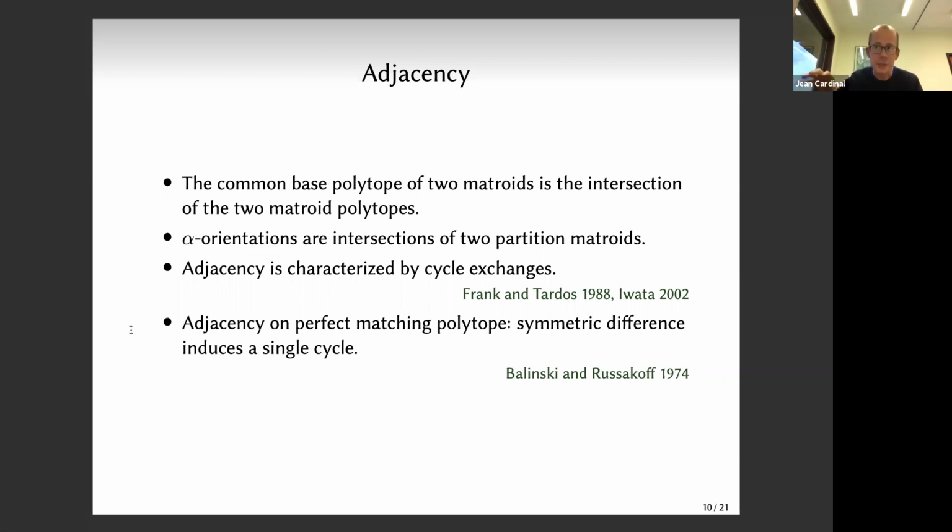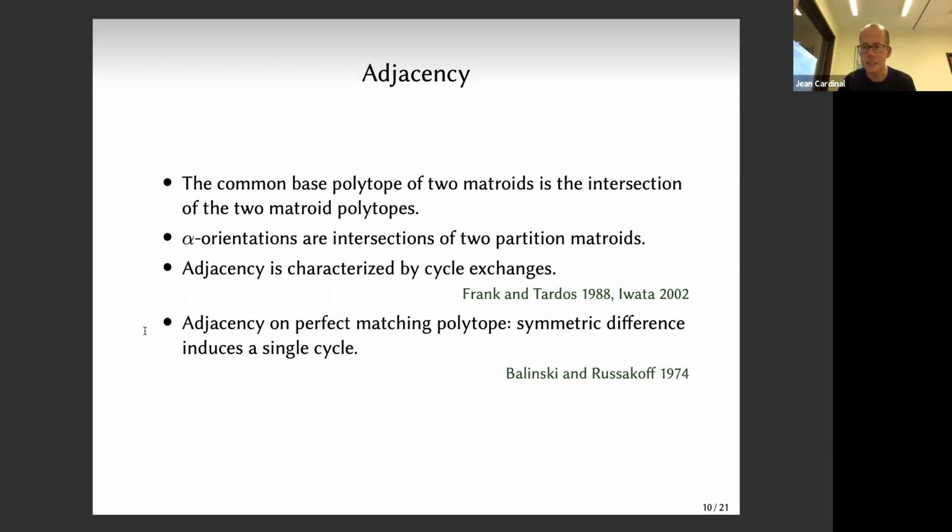It's much easier to see this on the perfect matching polytope. Two perfect matchings are adjacent on this polytope whenever the symmetric difference consists of a single cycle, okay? So this adjacency relation on the perfect matching polytope is exactly the definition of a flip. So this flip graph is exactly the skeleton of the perfect matching polytope. And in general, for alpha orientations, it is the intersection of two matroid polytopes.